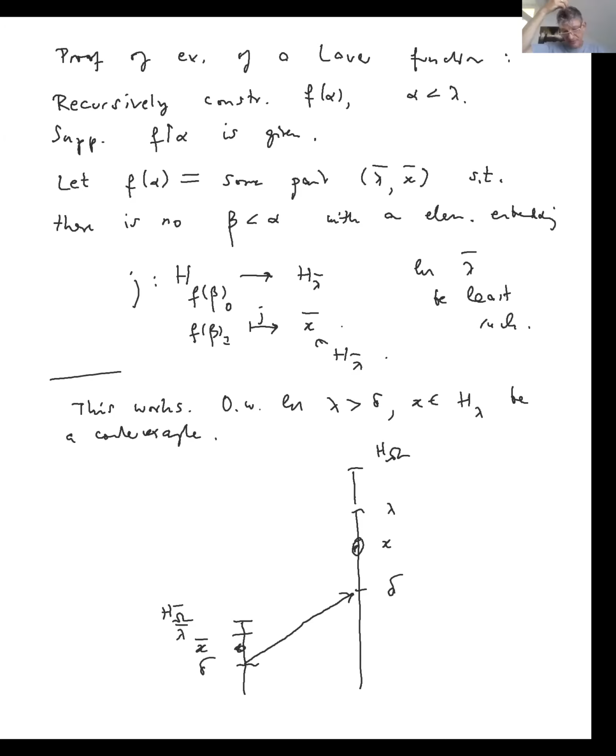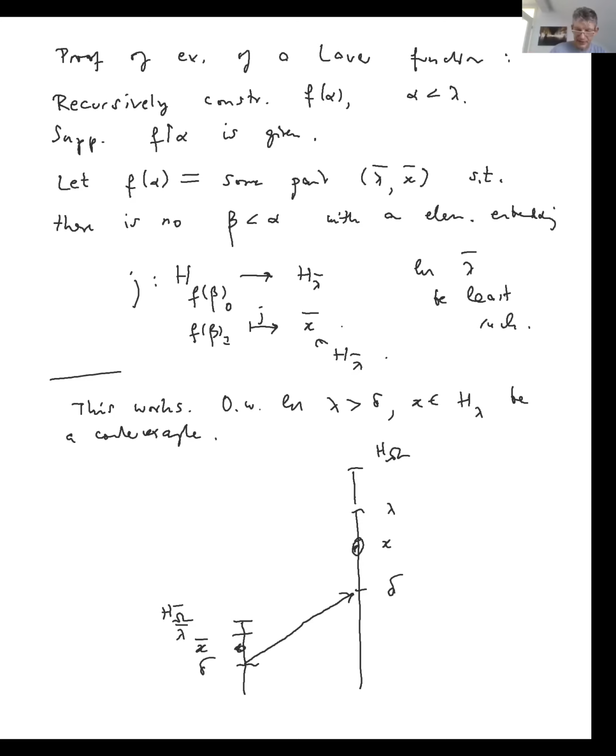So what does that all mean? Lambda and x are a counterexample to the fact that the function which we defined does it. But h sub capital omega can see all of that. It can see that the pair lambda comma x is a counterexample. So just by elementarity, h sub capital omega bar can see that the pair lambda bar, x bar is a counterexample.